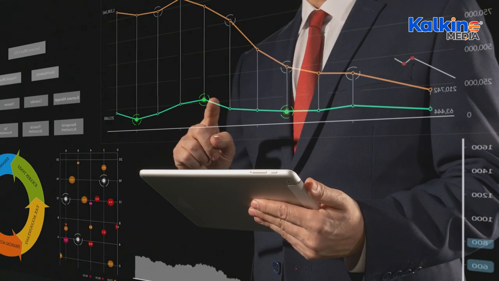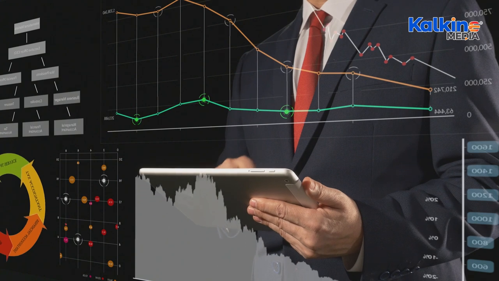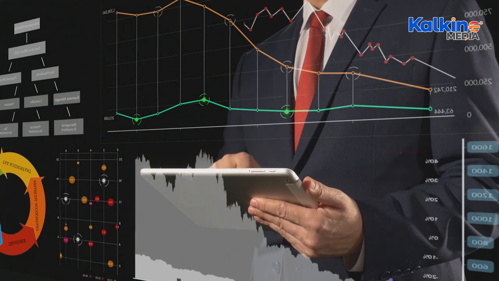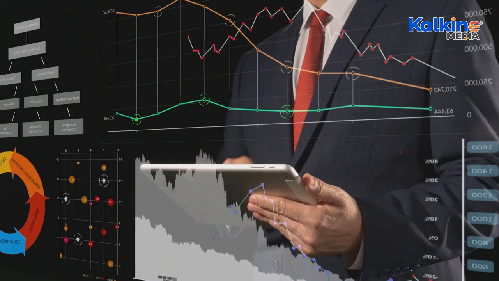Activity ratios are crucial for understanding operational efficiency but should be interpreted within the broader context of industry standards and company-specific factors.